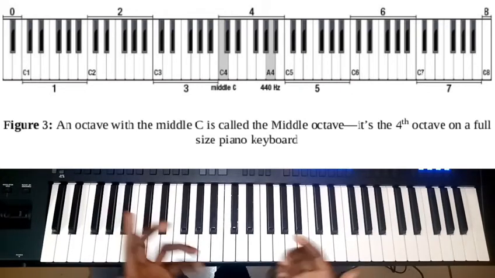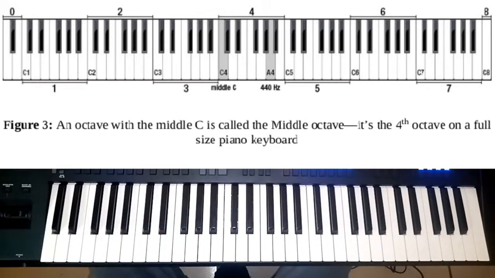The reason is just because C4 is located on the grand staff. Forget about the grand staff for now, I don't want to explain that. For now, just know that the middle C divides the piano into two.